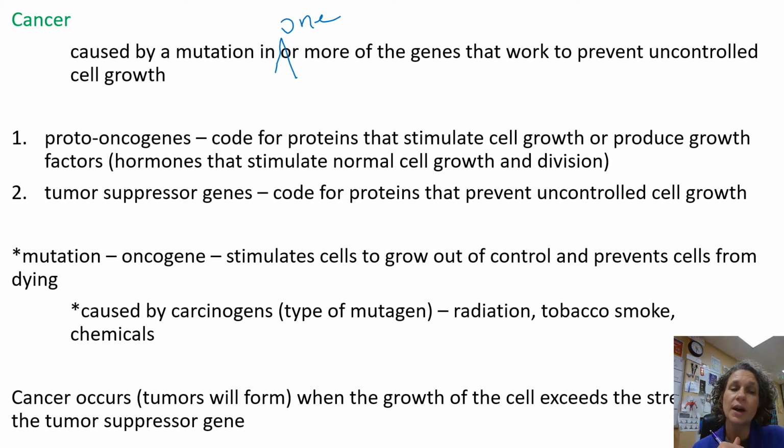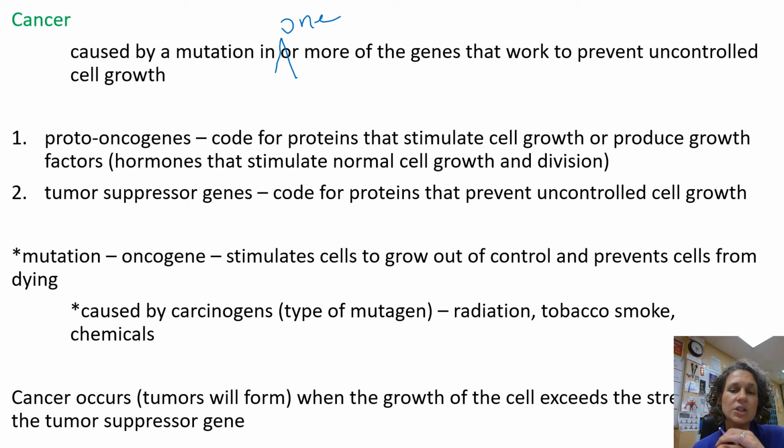But then you also have tumor suppressor genes, and these control or prevent uncontrolled cell growth. It's basically a checks and balance system. As the proto-oncogene is telling cells to grow, the tumor suppressor gene is watching and making sure they stay within the right boundaries.